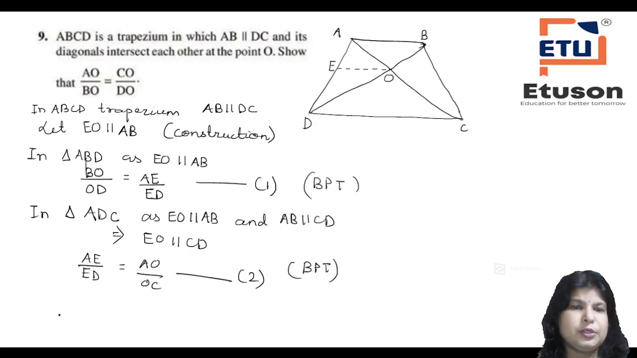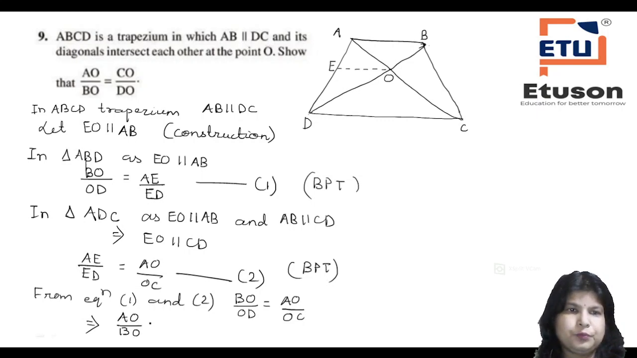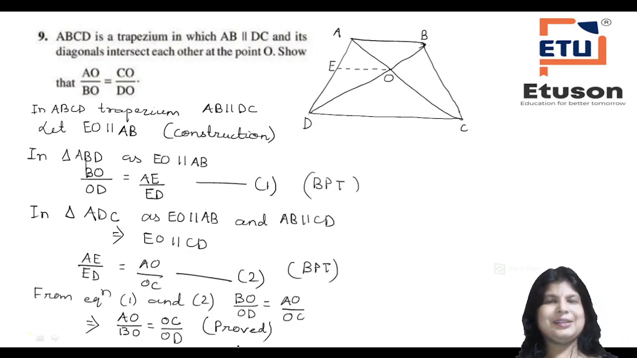Now compare equation 1 and 2. So from equation 1 and 2 we get, so here also AE by ED is there, here also AE by ED is there, we get BO by OD is equal to AO by OC. It implies AO by BO will be equal to OC by OD. So this is what you were supposed to prove, and we have proved it. Correct? Hope you have understood.